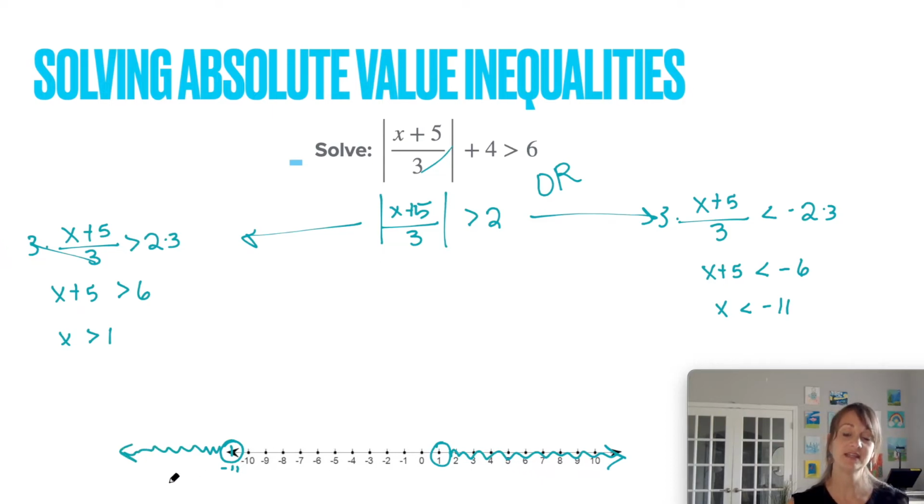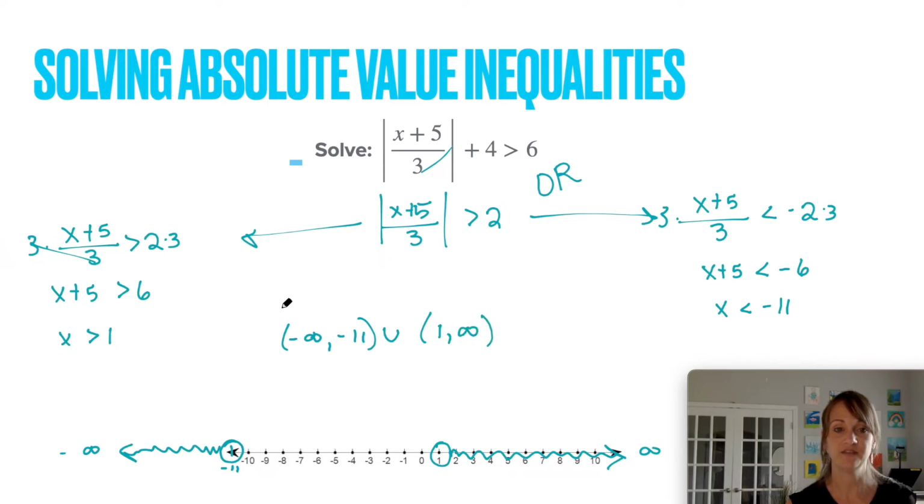So we have created an or. Either x could be this over here, or it could be this over here. And the way to write this in interval notation, to do it from left to right, make sure you always do an increasing order. You're going from -infinity to -11, and then from 1 to infinity.